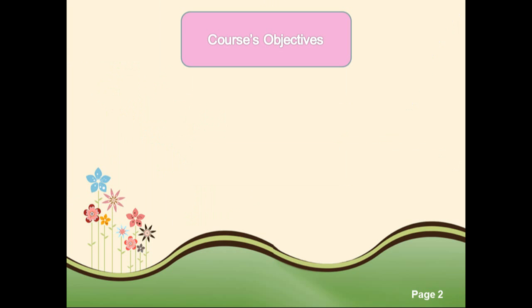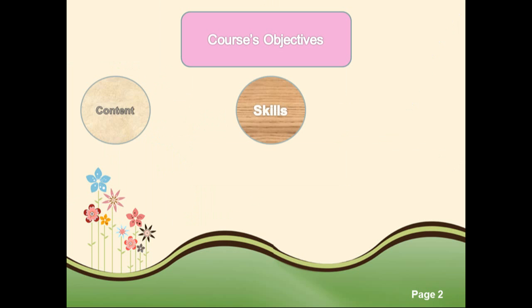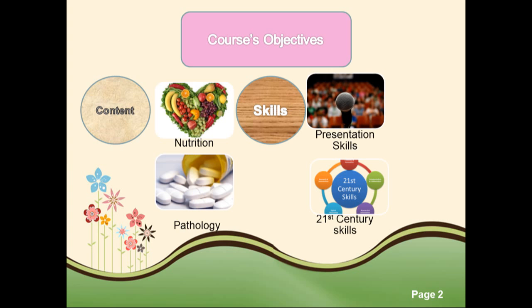First, let's talk about the course objective I want to address within this unit. For the content, it is about nutrition and pathology, and the skills I require students to develop are presentation skill and transversal skill. Presentation skill will be immediately tested during the presentation of the projects, and the transversal skill includes higher order thinking skills such as scanning, skimming, and also formulating. Also, computer fluencies are being tested.